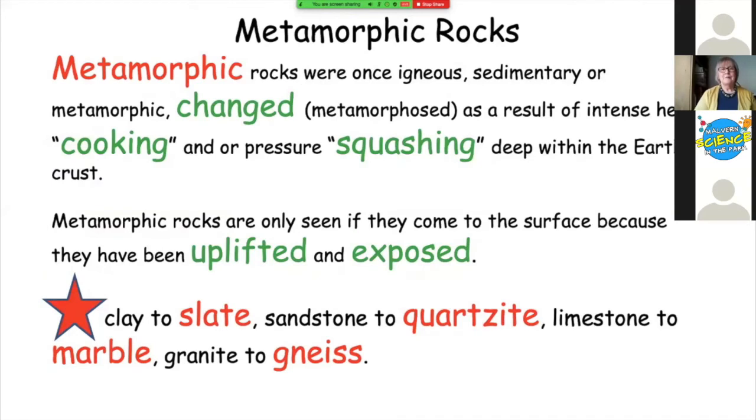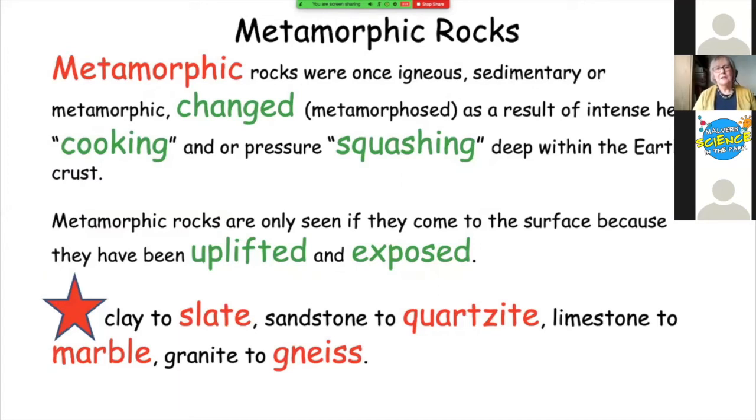And the last group of rocks we've been looking at, well, we've looked at igneous, we've looked at sedimentary, and the last group is metamorphic. And these rocks were once igneous, once sedimentary, or once metamorphic.